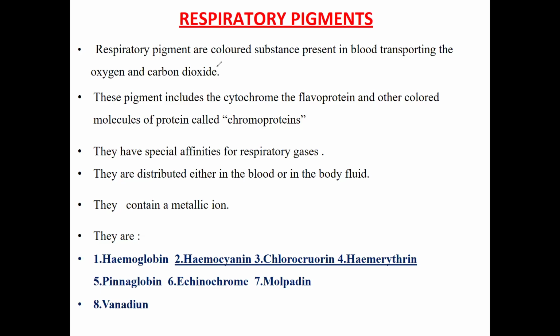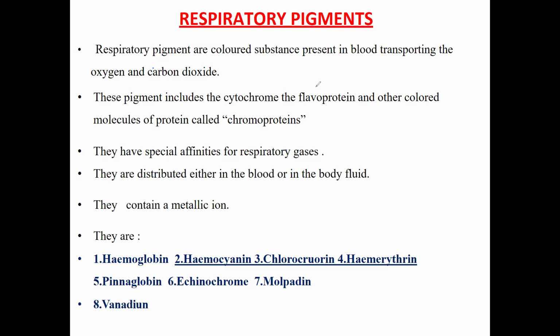So respiratory pigments are generally colored substances present either in the blood or in the plasma. Their main function is transporting oxygen and carbon dioxide, mostly oxygen. Its primary function is to carry oxygen, or respiratory gases, you can say.